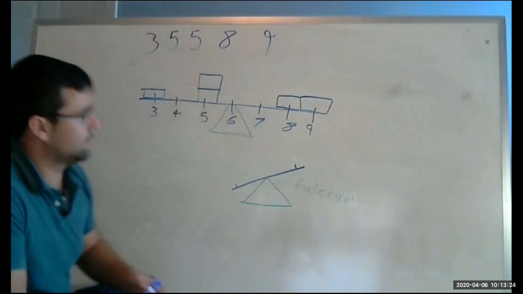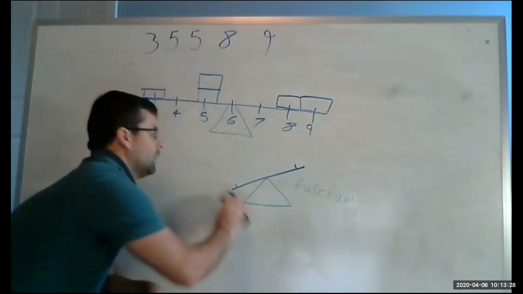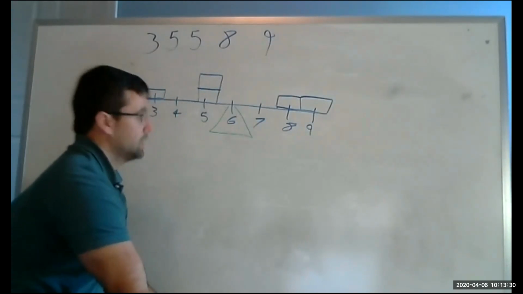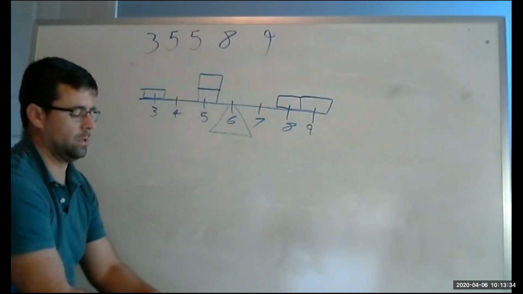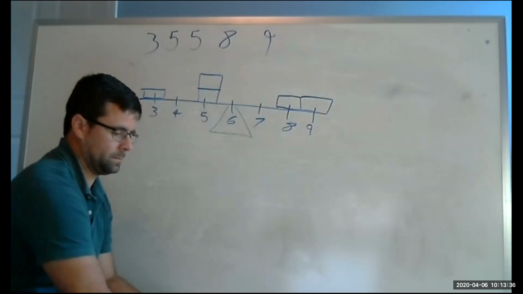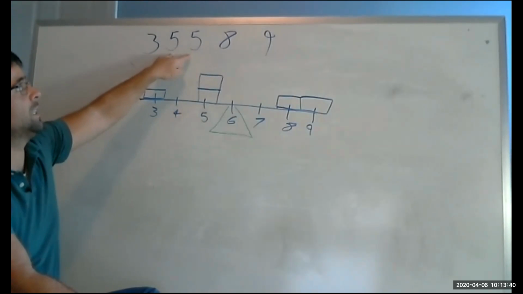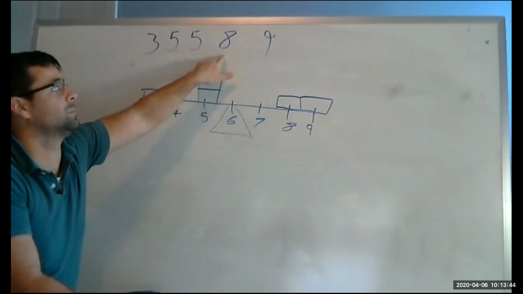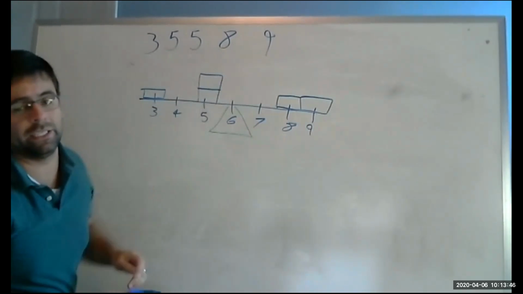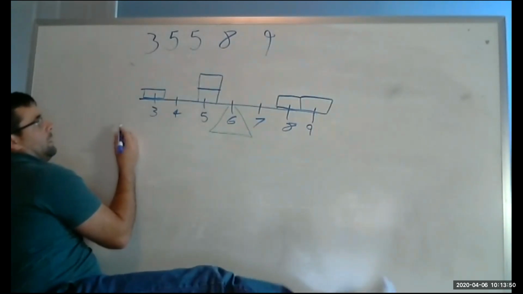So let's check to see if this is actually the average. If you add up all of these numbers, what do you get? 30. Yeah, so 5 and 5 is 10. 3 and 8 is 11. 11 and 9 is 20, so you get 30.